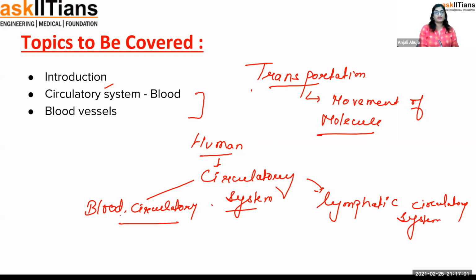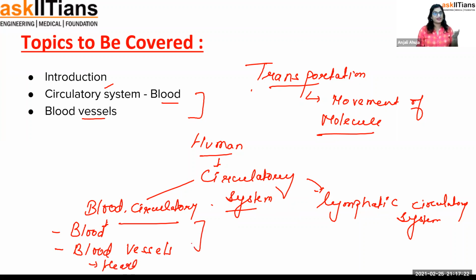So the blood circulatory system consists of blood, blood vessels, and heart. Blood has a number of things in it and flows inside the blood vessels. And then there is the heart. These are the things that make up the blood circulatory system. Now, talking about the lymphatic system.